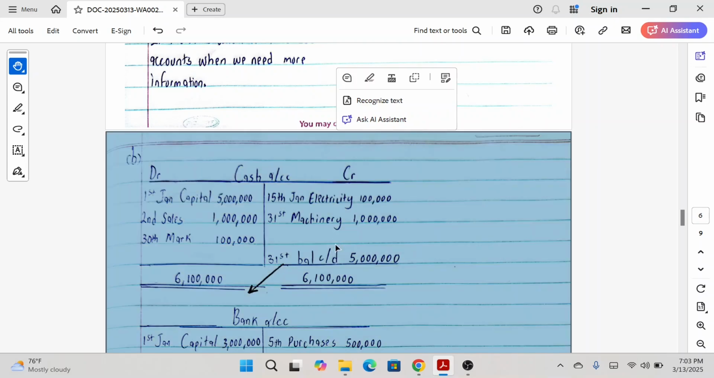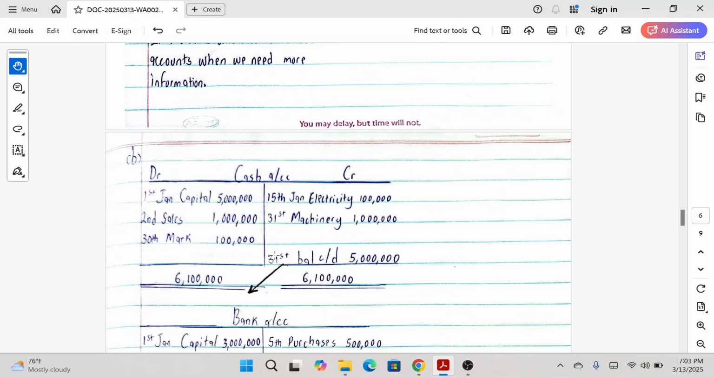So having done that, you balance off this account. Since this month of January is ending on the 31st, you'll put 31st, balance carried down of 5 million. How do I get this 5 million? I first add up the 5 million, the 1 million, and the 100,000, which will amount to 6.1 million. Then on this side, I realize that this side is less. So when I get 6.1 minus 1.1, it gives me the balancing figure, which is 5 million. So this will be my closing figure for the cash account.